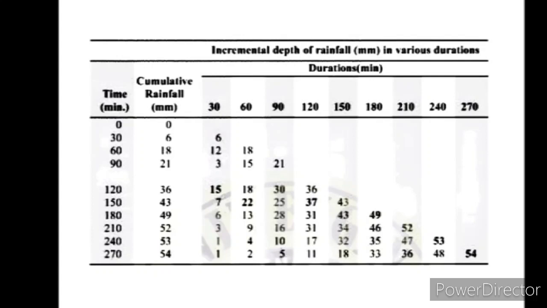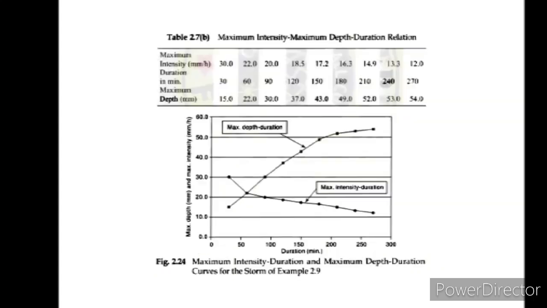And at 270 minutes, our cumulative rainfall is 54 mm. So in 30 minutes, we have 1 mm. In 60 minutes, we have 2 mm. In 90 minutes, we have 5 mm. In 120 minutes, we have 11 mm. In 150 minutes, we have 18 mm. In 180 minutes, we have 33 mm. In 210 minutes, we have 36 mm. In 240 minutes, we have 48 mm. And in 270 minutes, we have 54 mm.